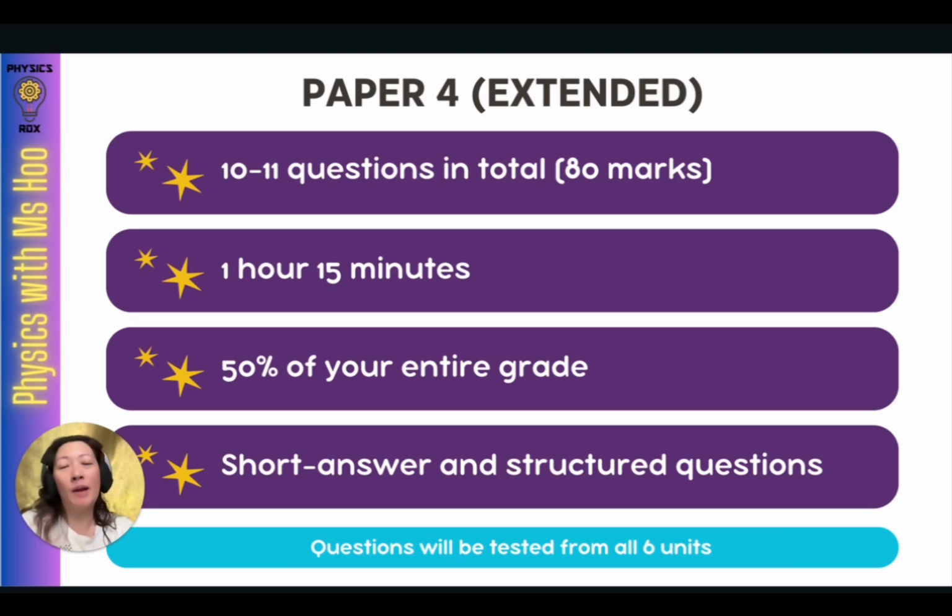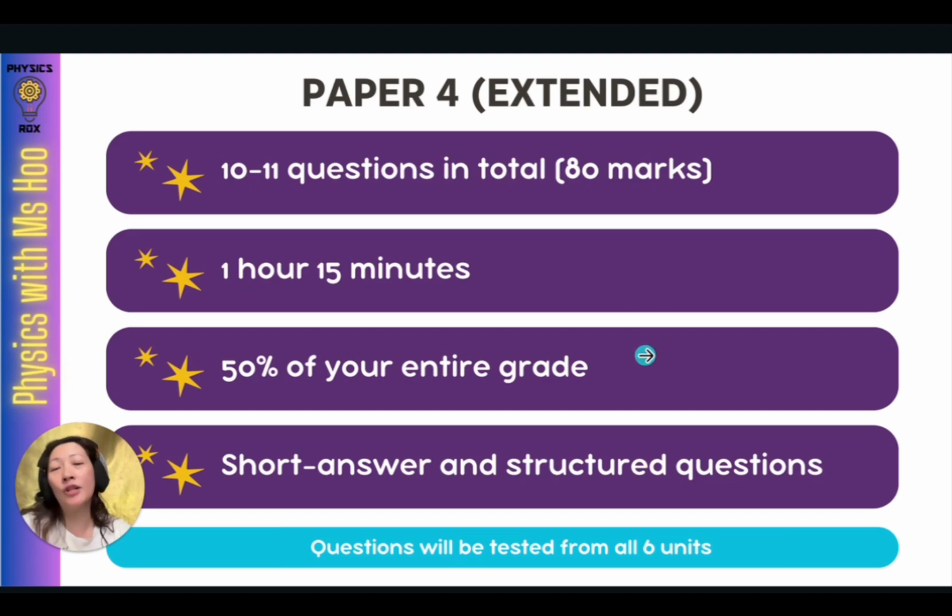So in terms of Paper 4, what is it? Paper 4 consists of about 10 to 11 major questions in total, and each question could vary in terms of the value of marks. However, no matter how many questions there are within this paper, the total marks of all the questions will come up to exactly 80 marks. You would need to answer this paper within 1 hour and 15 minutes. The score you get in this paper will contribute to 50% of your entire grade.